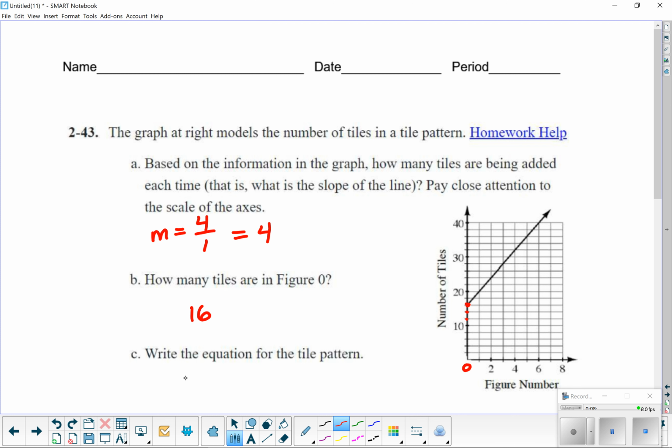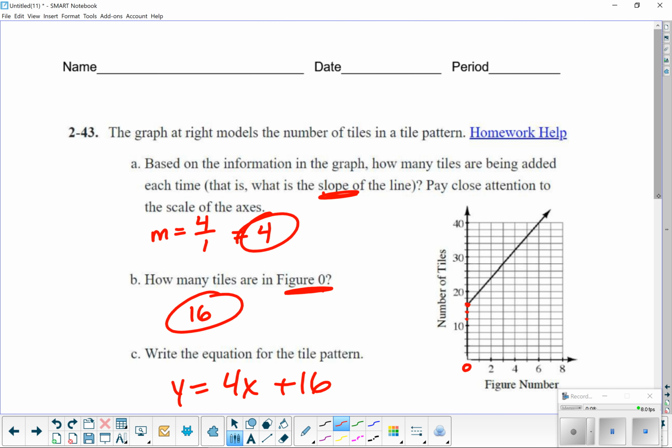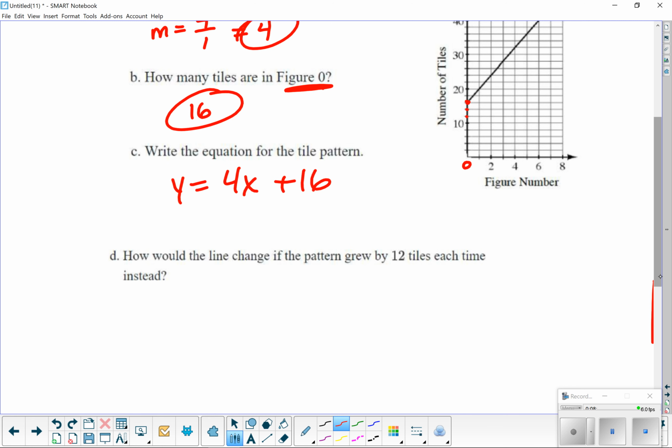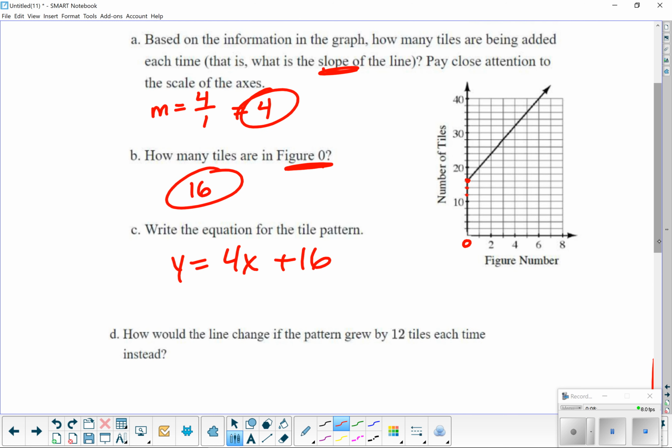Okay. Write the equation for the tile pattern. Well, it's easy now. Since we have figure 0 down, and we have the slope down. Right. Remember, the pattern is the slope. So your equation is going to be y equals 4x plus 16. That's it. How would the line change if the pattern grew by 12? So the pattern is growing by 12, then that means your slope is no longer 4. Your slope is now going to be 12.